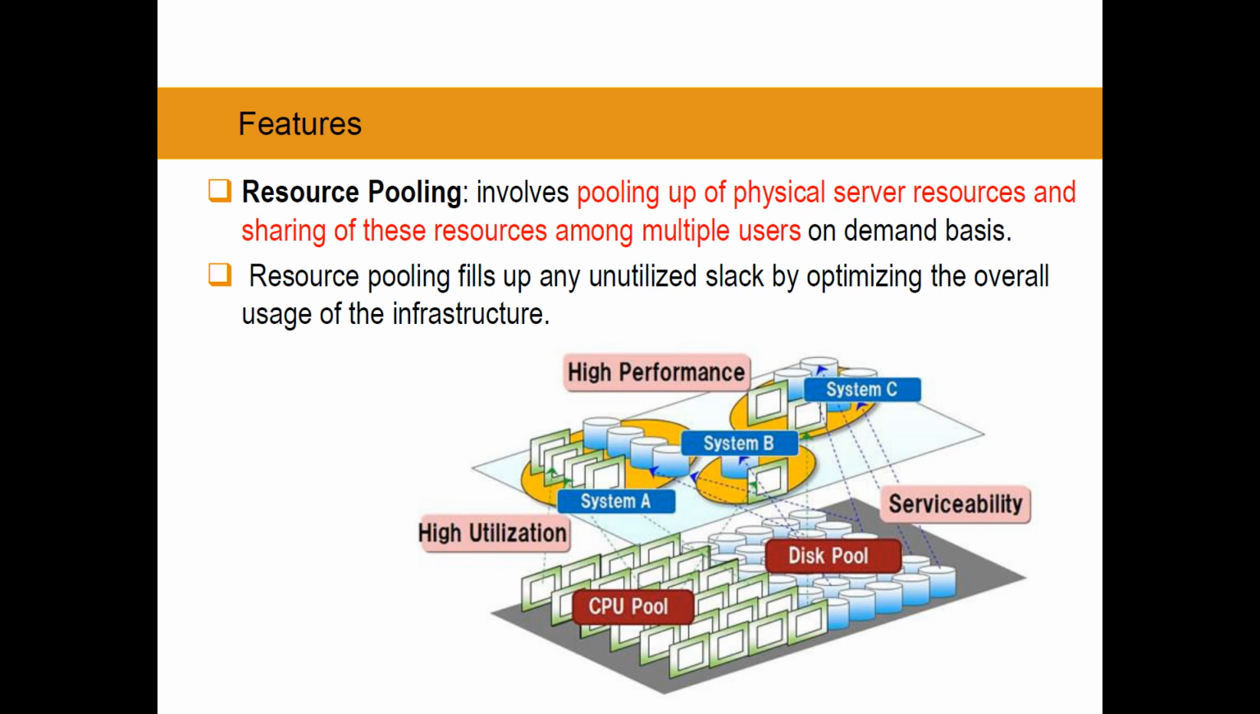So resource pooling fills up any unutilized slack by optimizing the overall usage of the infrastructure. Okay. High utilization. This resource pooling can offer the cloud service provider high utilization, high performance, and serviceability. So the systems, for example, system B, system A, can just pick the resource they want. It doesn't care which storage or CPU or other physical resources. They just share it.